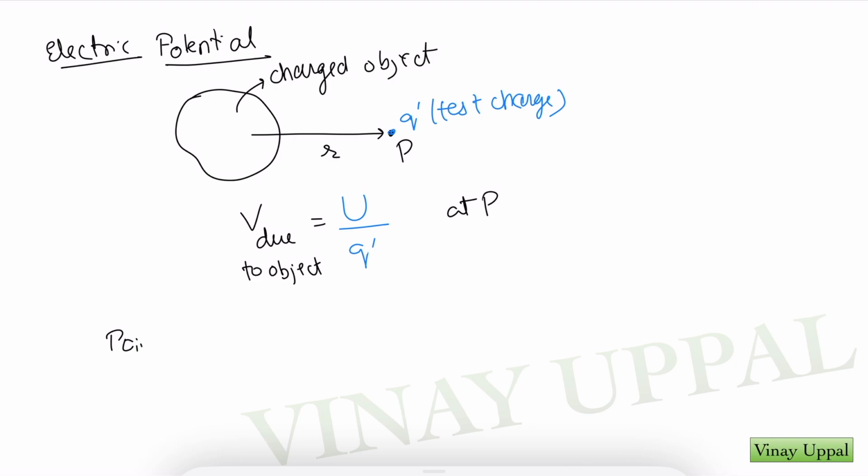For a point charge, the potential comes out to be kq by r. At a distance r from the point charge, you can see the potential will be positive if the point charge is positive, and potential will be negative for a negative charge.